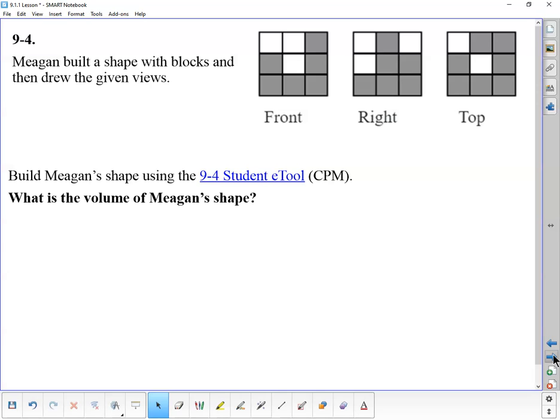So here we have Megan building a shape with blocks, and she drew these views. So your job now is to build this based upon the differing views that you have. So when you look at the front, you look at the right, you're going to be clicking and getting rid of blocks to make sure it matches, which is always kind of a trial and tribulation. And then ultimately, you're going to have to figure out what the volume of Megan's shape is. So good luck with that one.